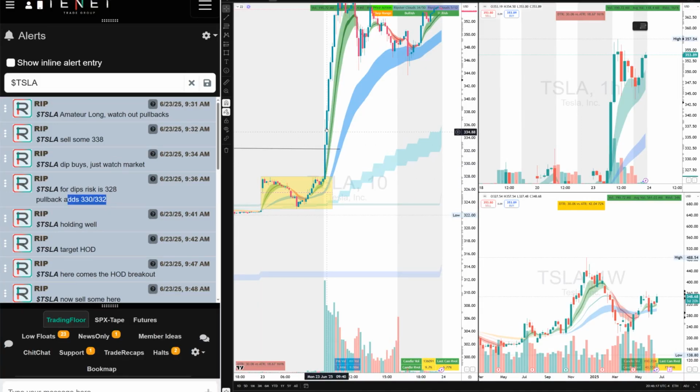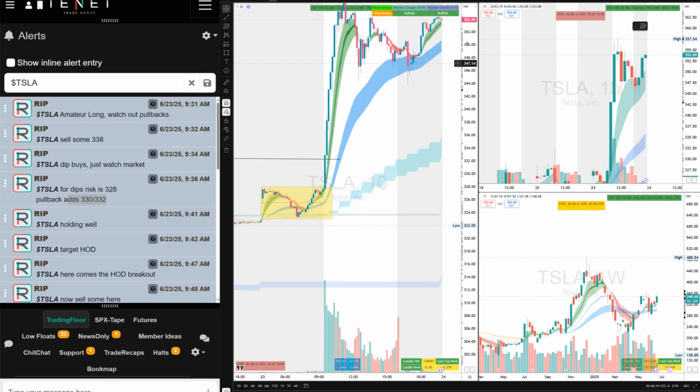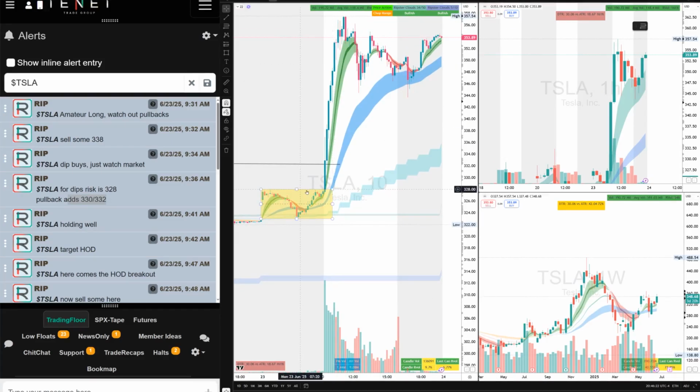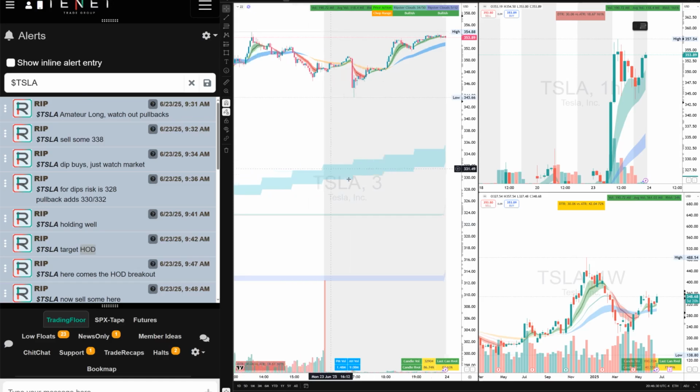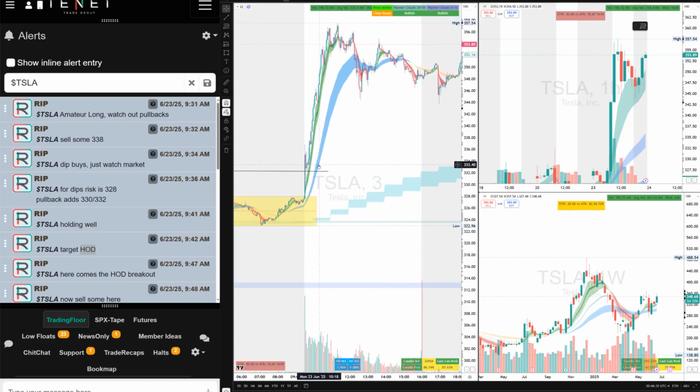And that's when it started to push. Even though other stocks in Mag 7 were not doing good, Tesla held. I told the traders holding well, target high of the day. From that pullback that I just showed you in the 3 minutes, we pushed. The target I gave was high of the day, and we did push to that high of the day target.